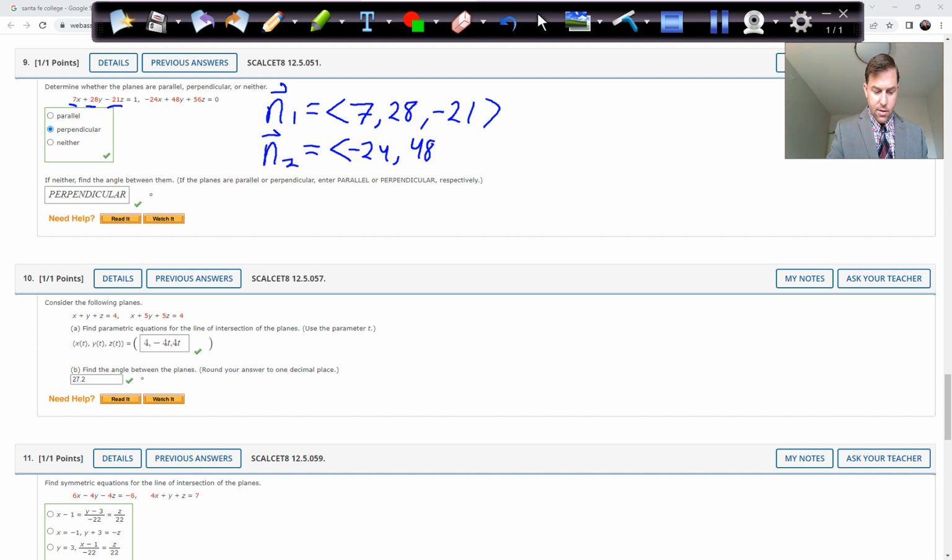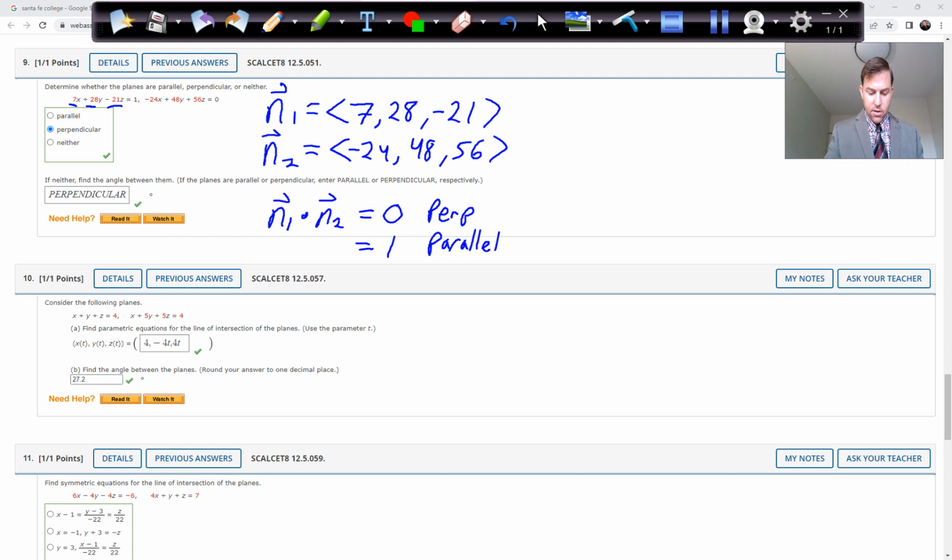48, and 56. Then we're going to see what n1 dotted with n2 gives us. So if it gives us 0, then they're perpendicular. If it gives us 1, then they're parallel. If it gives us not 0 and not 1, then it's neither.